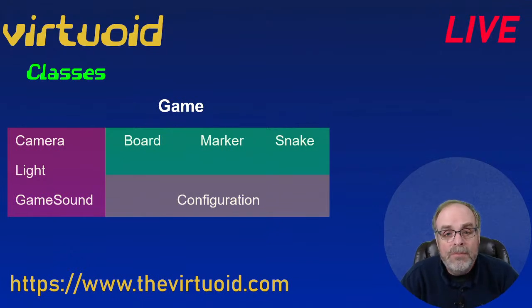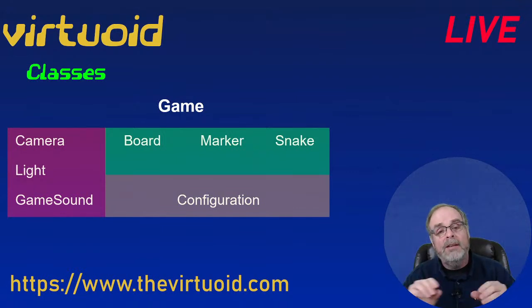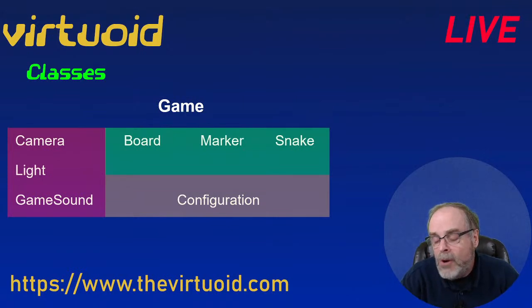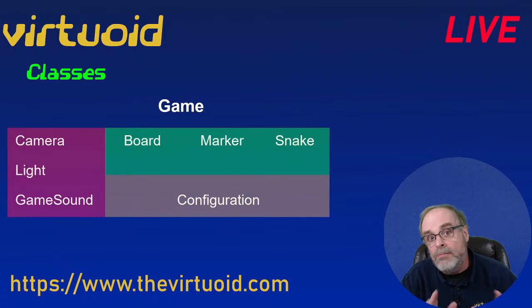The configuration is our only class that has nothing to do with BabylonJS, but its entire purpose is to bring up a dialog box that allows you to change settings for the game here, and we'll show you that here as we demo the game a little bit later on. The board, the marker, and the snake are the 3 most important classes.